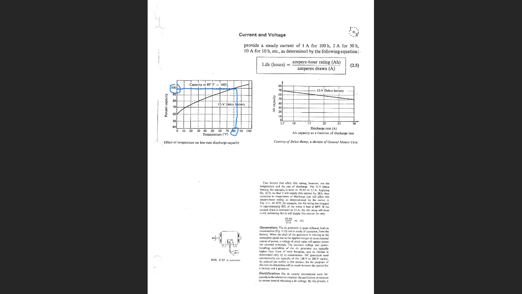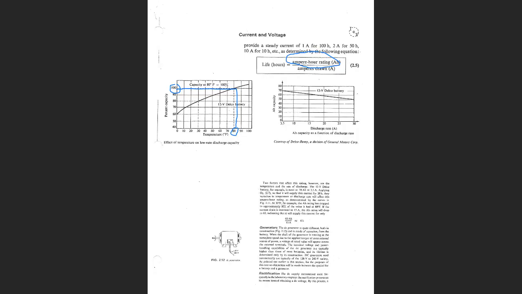What do you mean by 100% capacity? What I mean is the amp hour rating of that battery is 70. You can use 100% of the 70 if you're at 80 degrees. So if you're going to use that number in this equation, you can put the 70 amp hours in there as long as you're at 80 degrees.